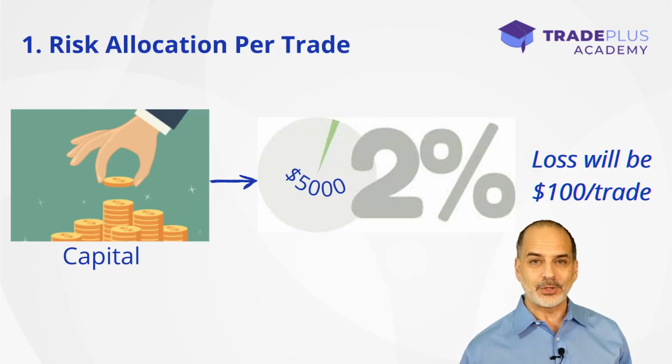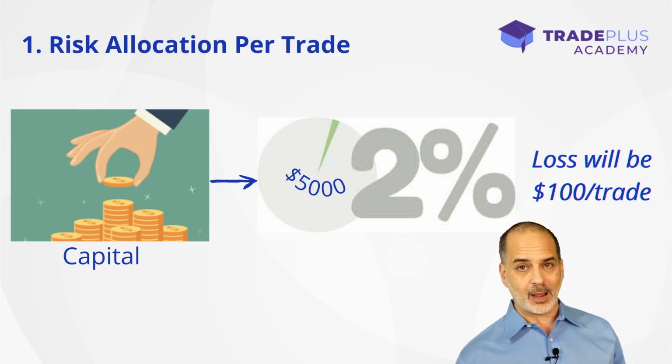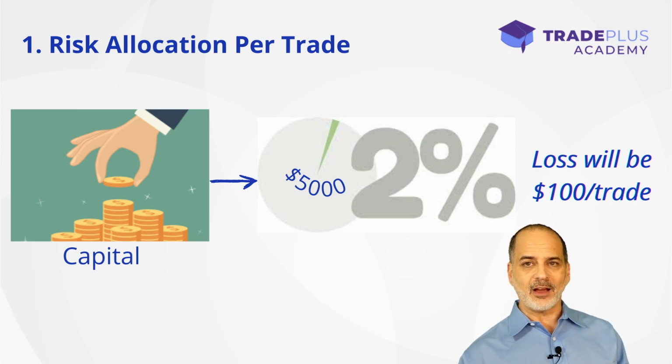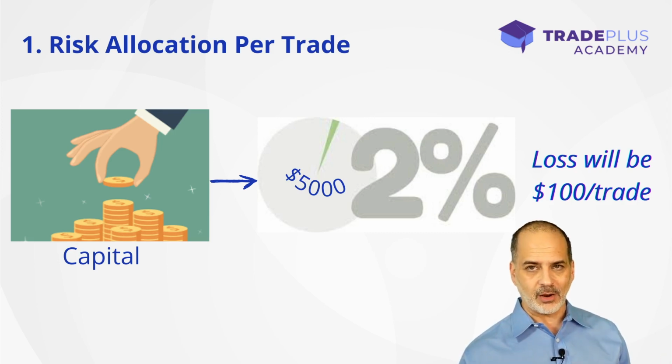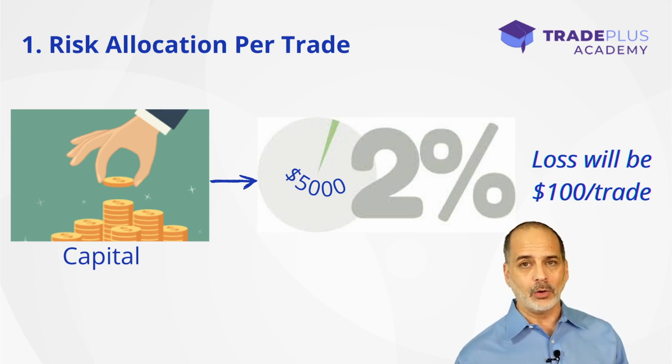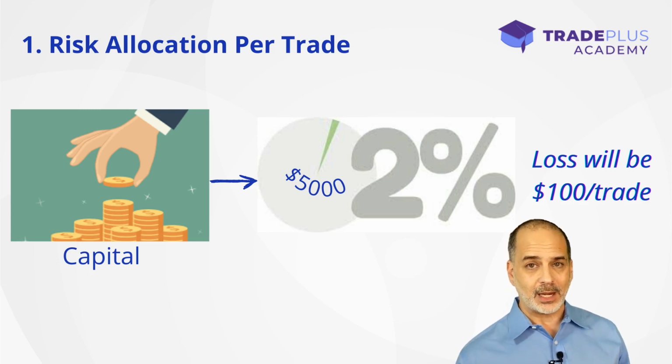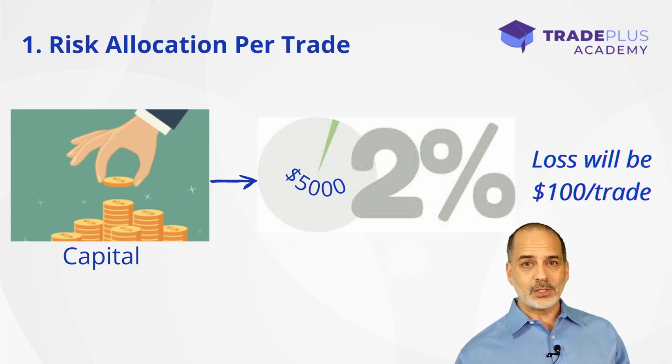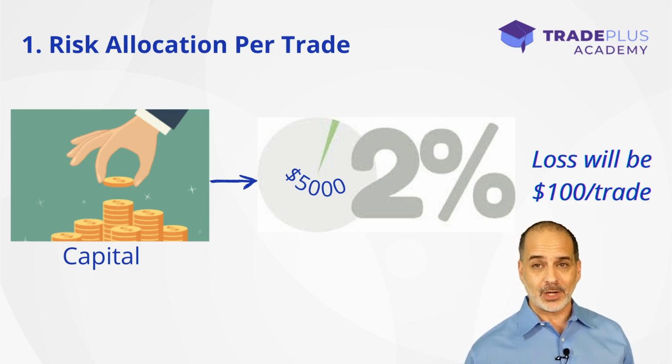Risk allocation per trade. One of the main aspects of risk is determined by how much risk you take in a single trade. Risk per trade should always be a small percentage of your total capital. A good starting percentage could be 2% of your available trading capital. So, for example, if you have $5,000 in your account, the maximum loss allowable should be no more than 2%. It would limit your losses to a maximum of $100 per trade.